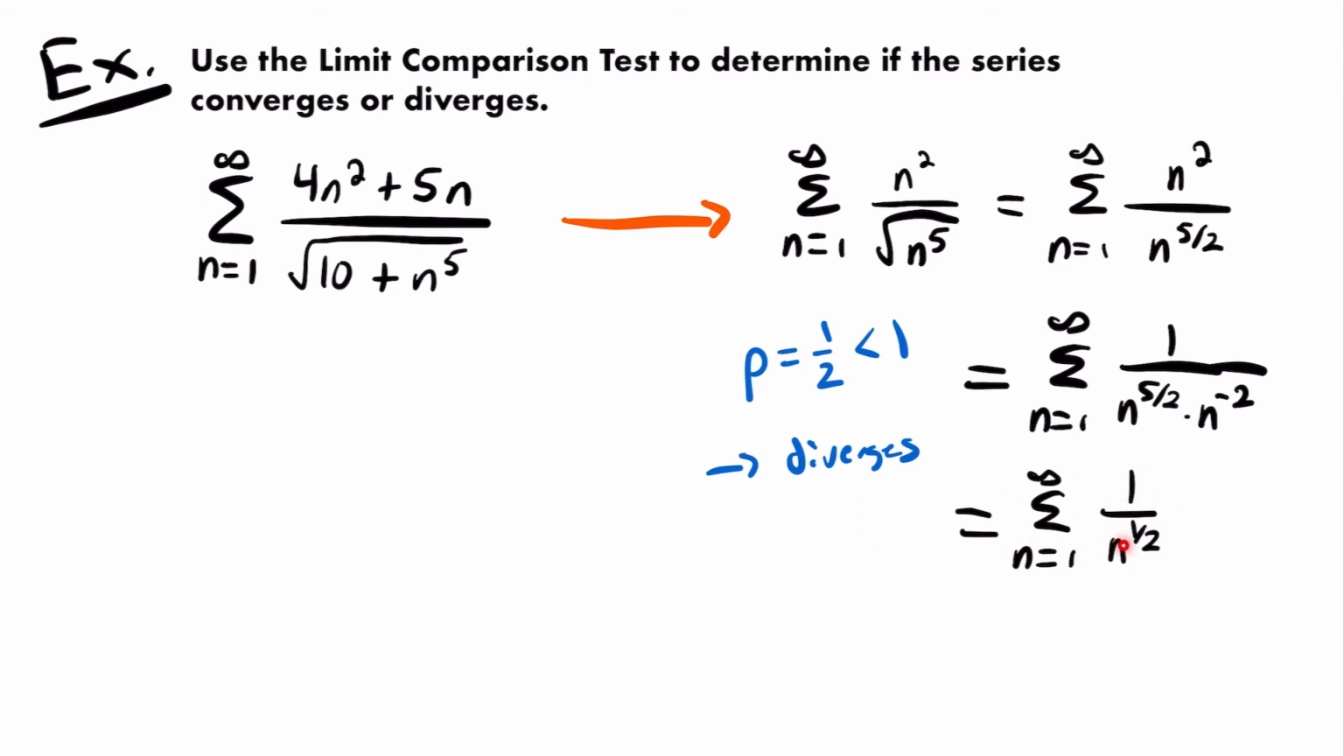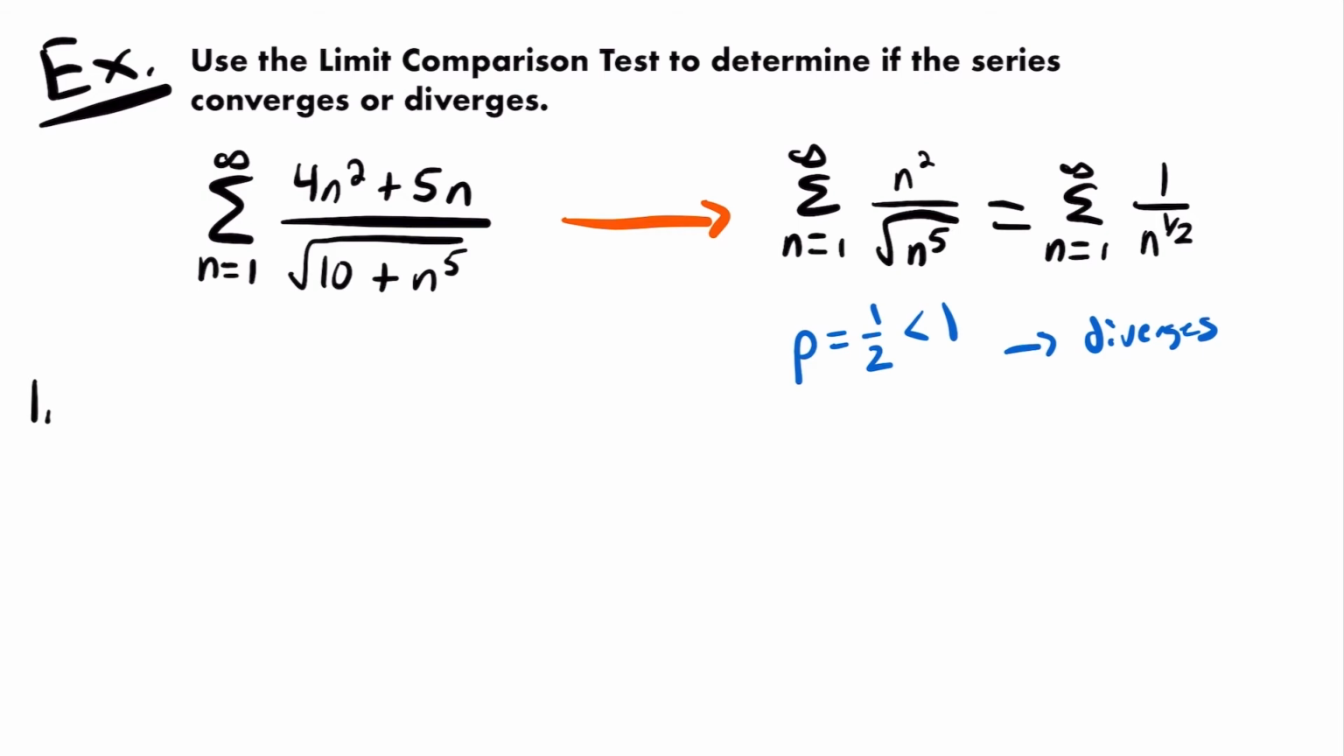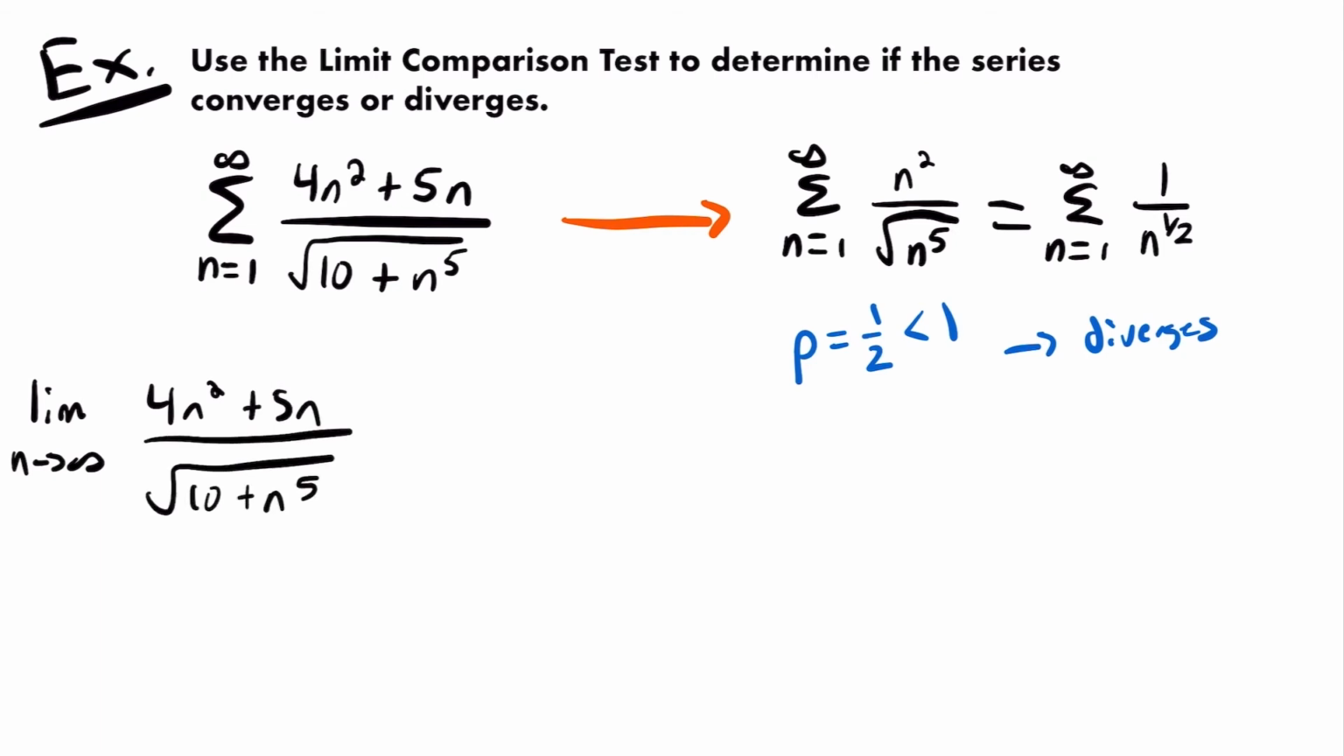And so now we have our comparison series, and so what we want to do now is look at the limit of the original series divided by that comparison series. So if I clean up my work a little bit, our limit will look like this. We'll have the limit as n approaches infinity of 4n squared plus 5n divided by the square root of 10 plus n to the 5th power. And then we want to divide that by 1 divided by n to the 1/2 power.